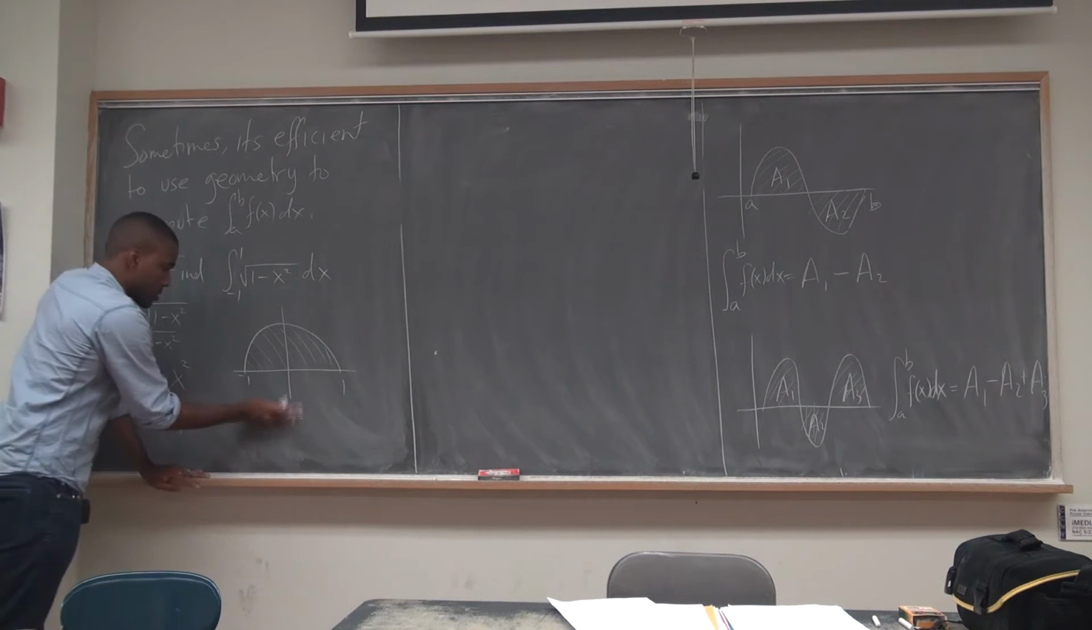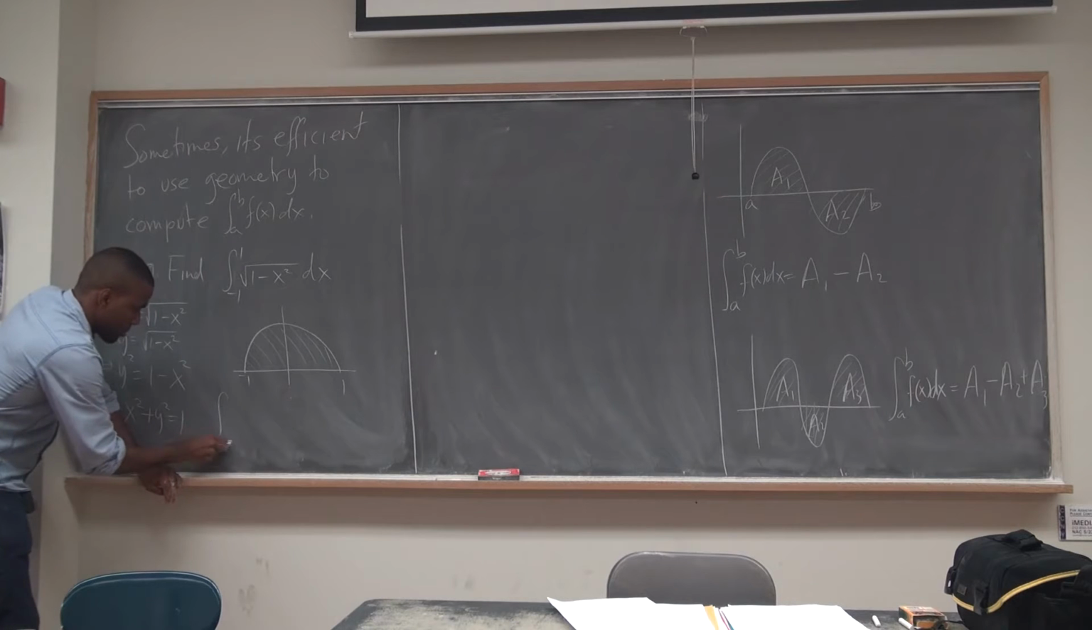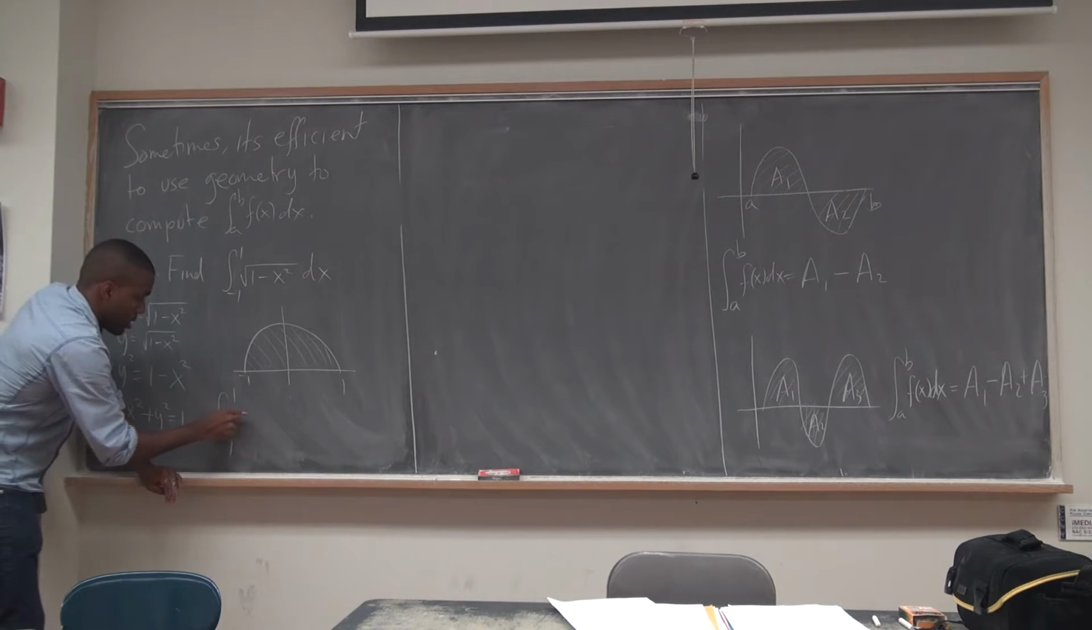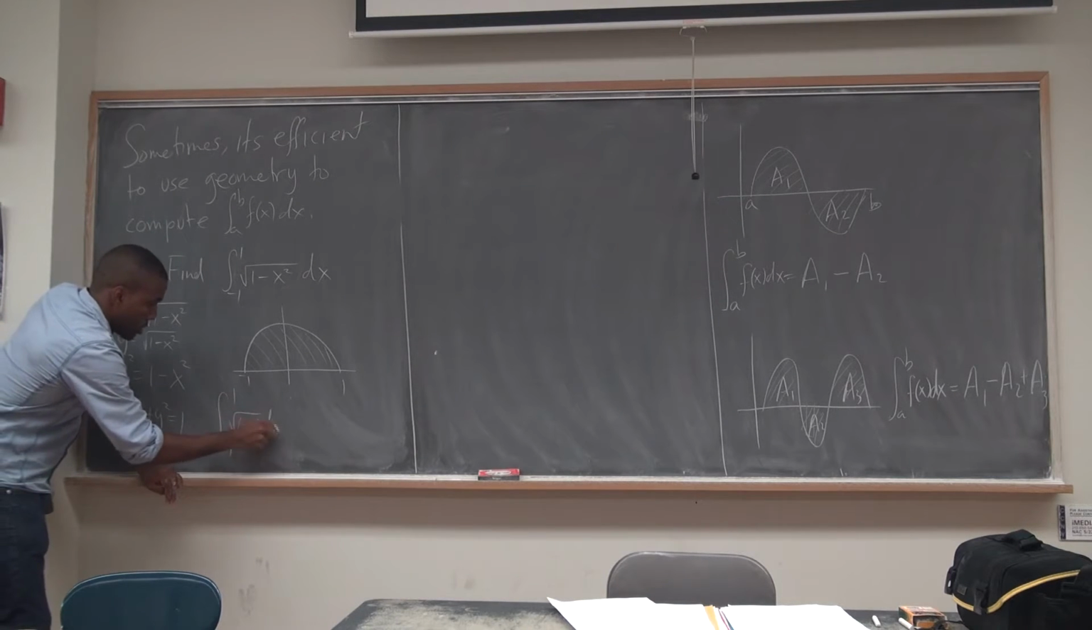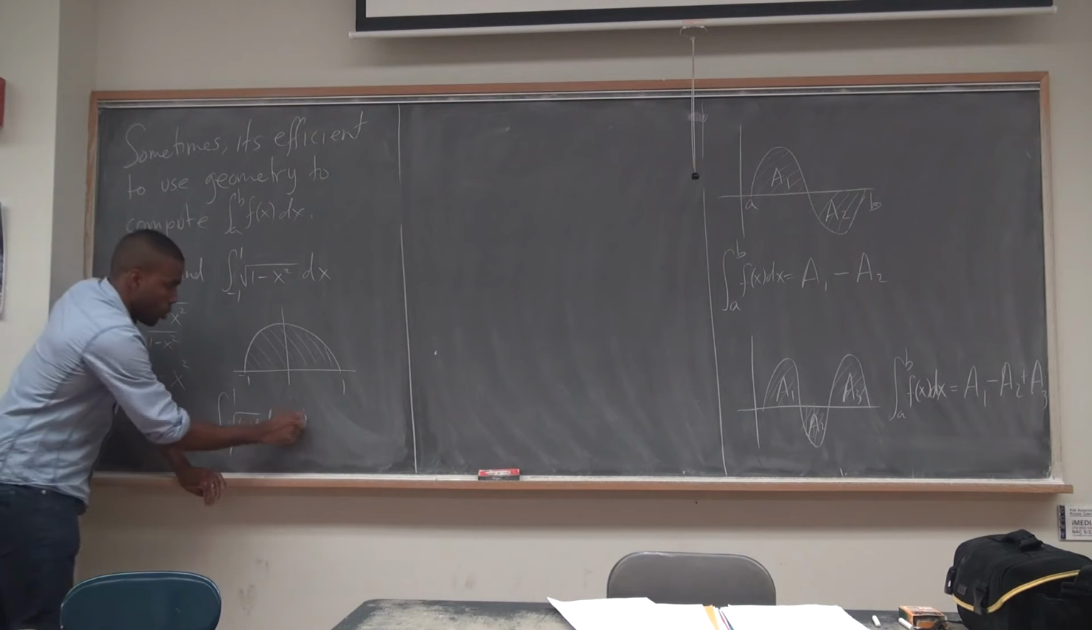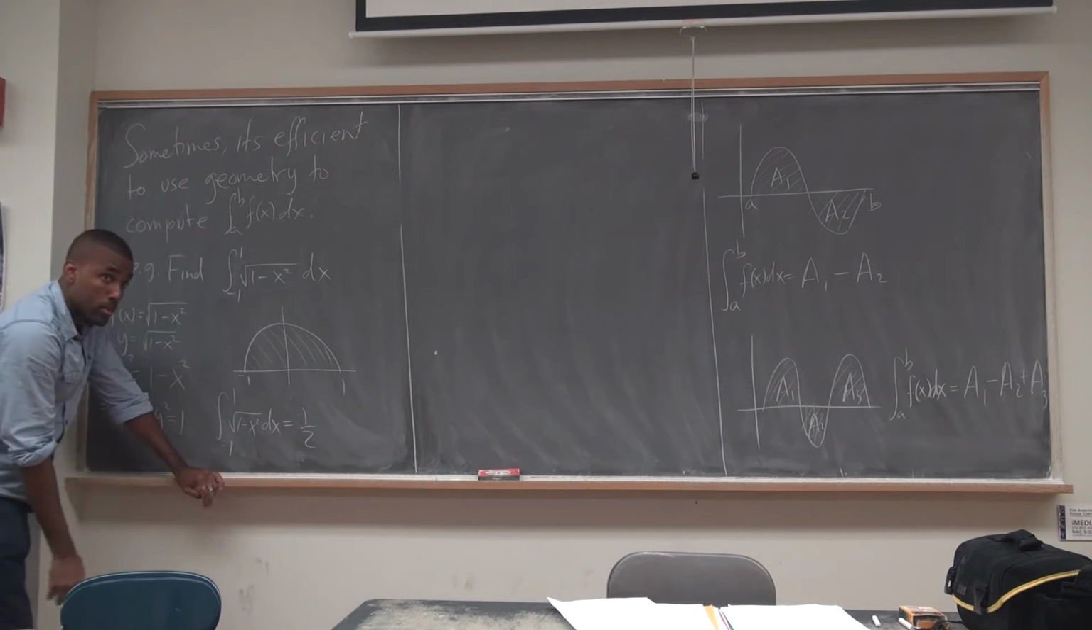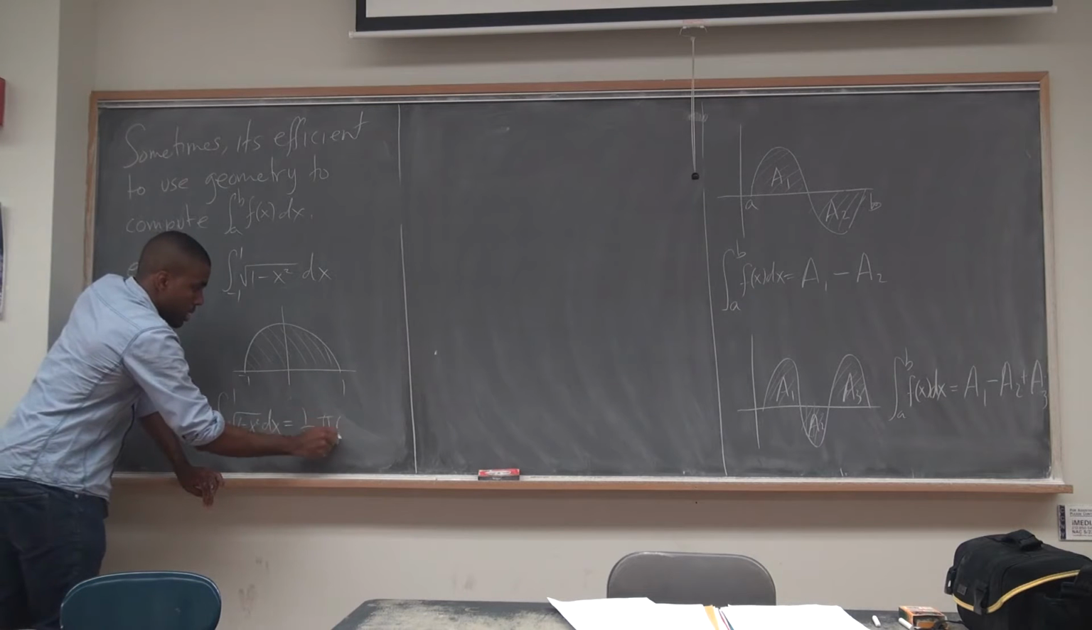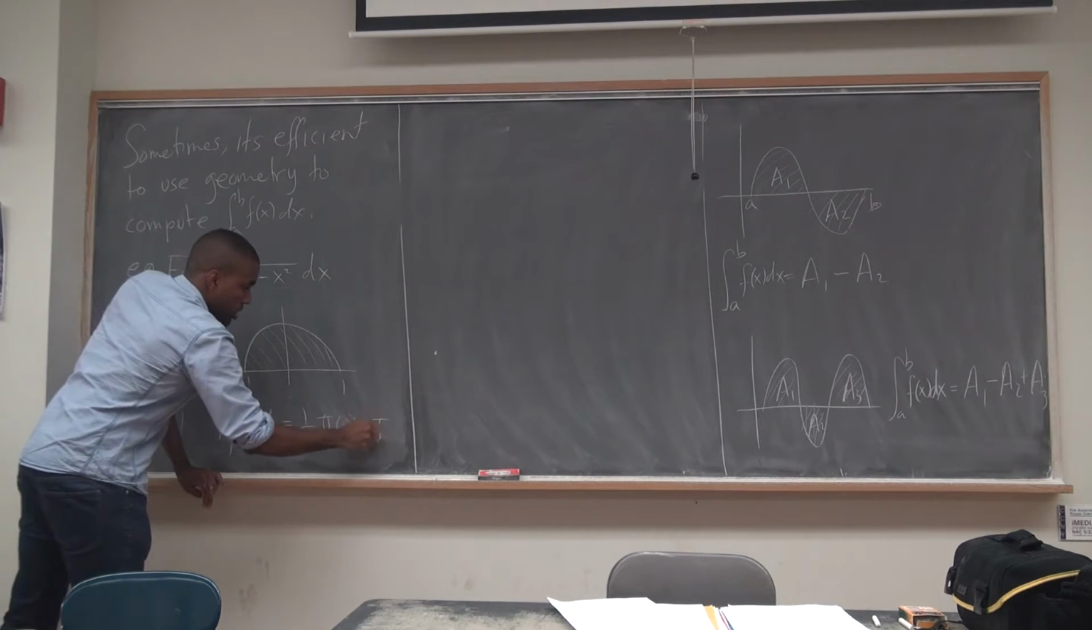So what's the answer? Whatever the area of the circle is, cut it in half. Right? Which is 1/2 pi r squared. Pi times r squared. So this is literally just pi over 2.